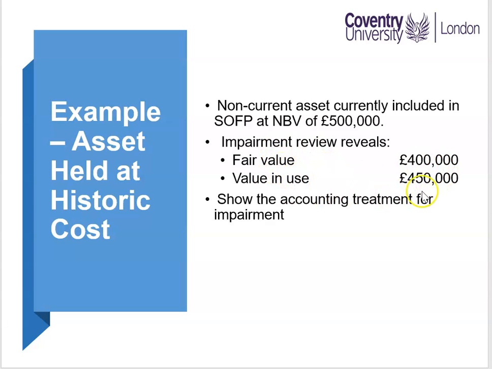Now, usually the recoverable amount is the higher of these two. So in this case, the recoverable amount is 450. That means the asset cannot be carried at more than 450. But we are carrying it at 500,000. Therefore, there's a 50,000 impairment loss.